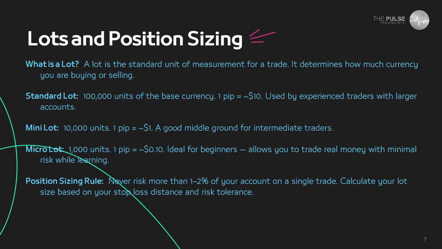Of course, as a new trader, you cannot directly open a standard lot. As soon as you open a standard lot and you don't know, you are just guessing the market will go in that direction, and you open the standard lot, in the next few seconds you won't see your account active. So as a new trader or as a beginner or intermediate trader, micro or mini lot is the best option for you. Position sizing rules, never risk.